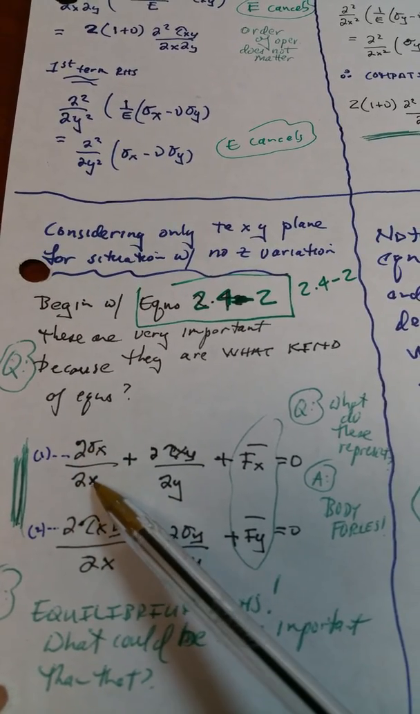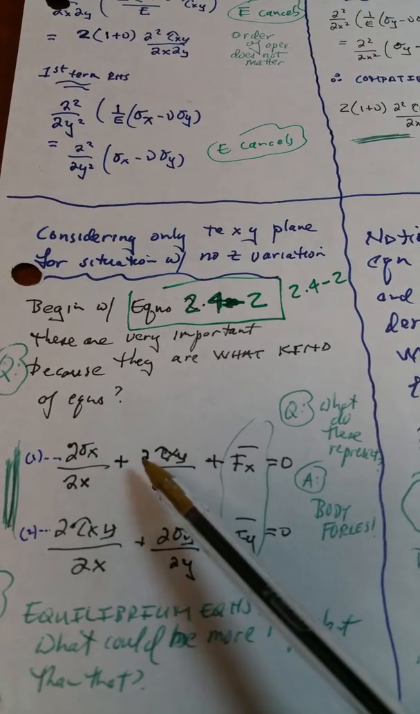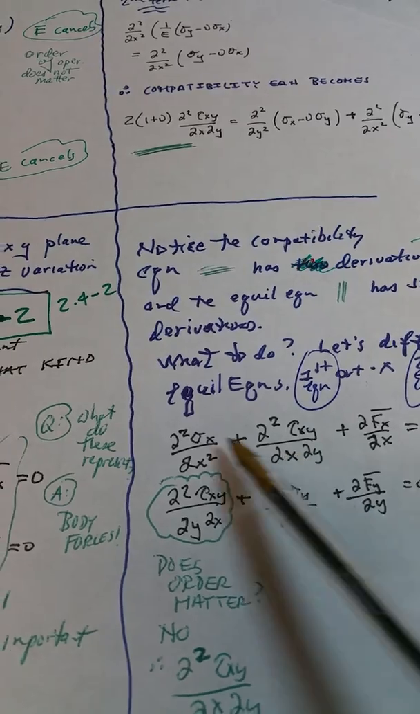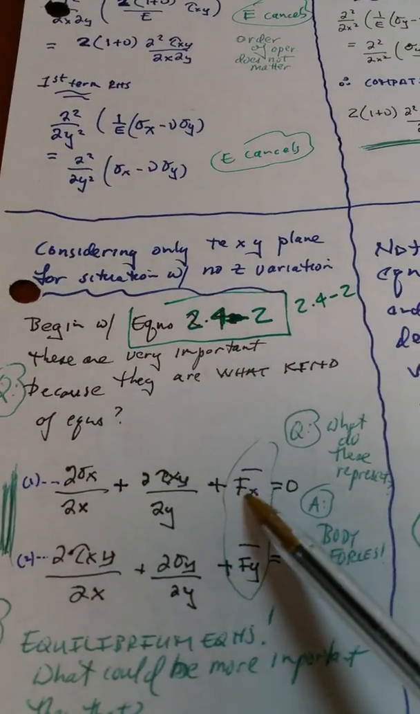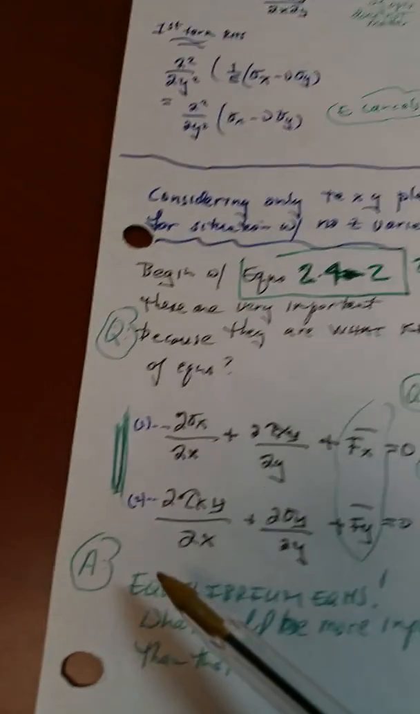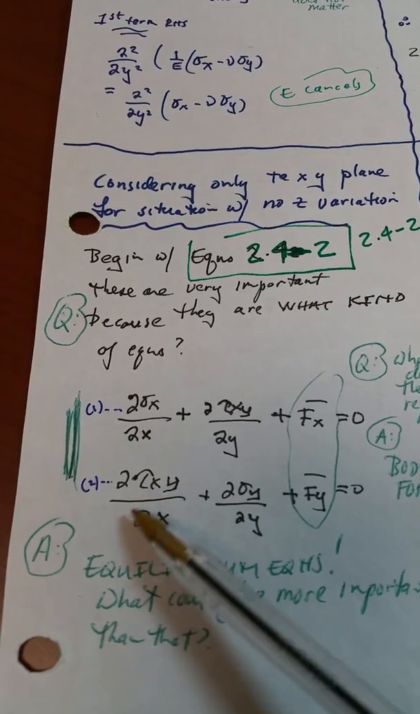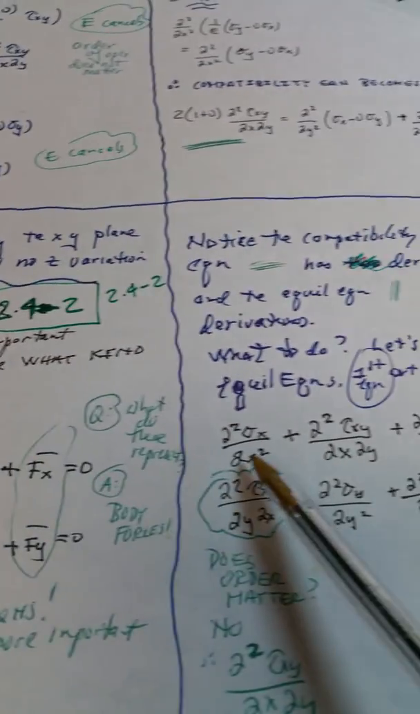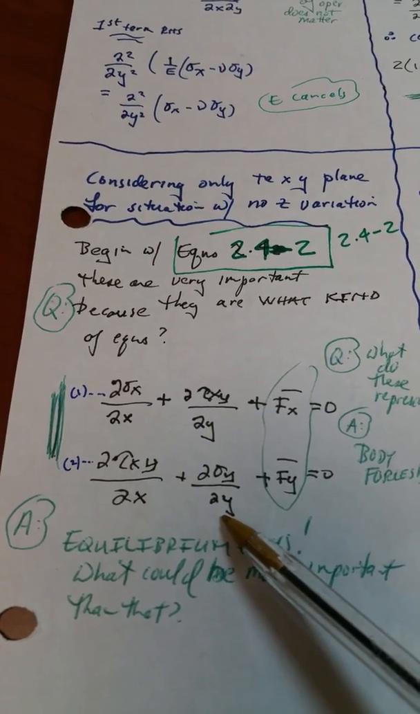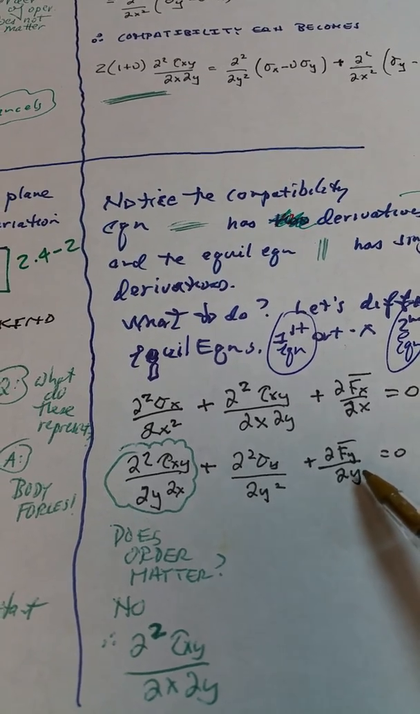So I'm going to have a second derivative with respect to x of sigma x, and then I'm going to have a derivative of x and y on tau, and a derivative of the body force, and a 0 on the right-hand side. Second equation, I'm going to differentiate it with respect to y. So I have tau xy with partial y partial x, and then I have sigma y with 2 partials, and then I have the rate of change of the body force.